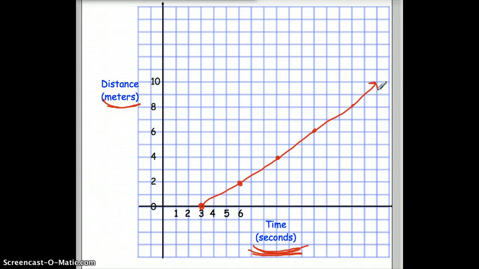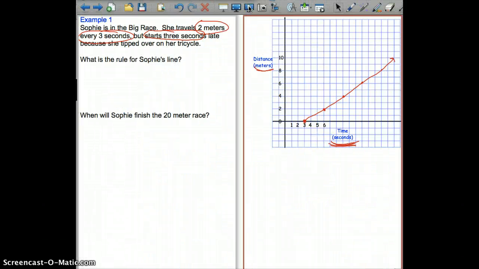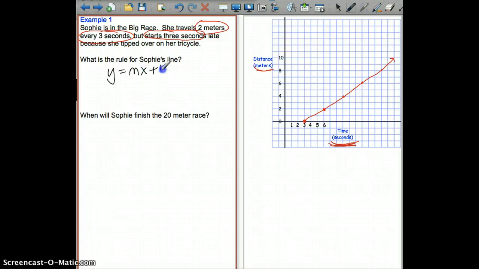Okay, now the question asked for the rule. So I need to find the rule for this particular line. So remember the rule, y equals mx plus b. Now that I have my graph, I can see my slope of 2/3. Rise of 2, run of 3. So my rule is y equals 2/3 x plus b. But now I need to find b.